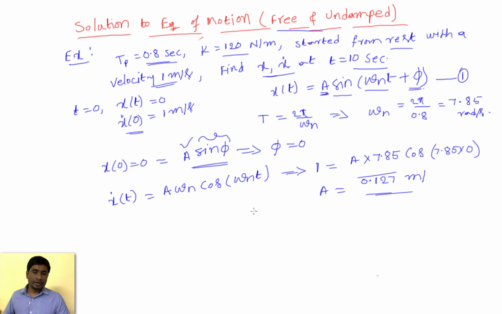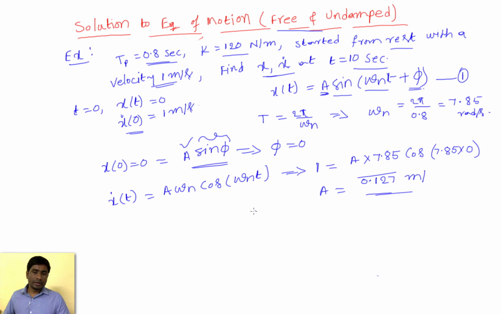And so we calculated the unknowns A and phi. So our equation now became this, so this is our equation, and we need to find out the amplitude and the velocity at t equal to 10 seconds.